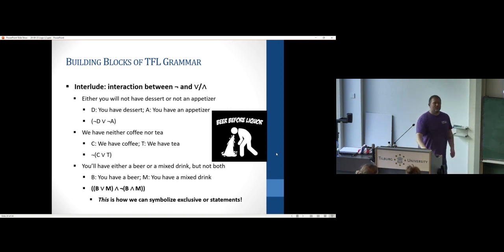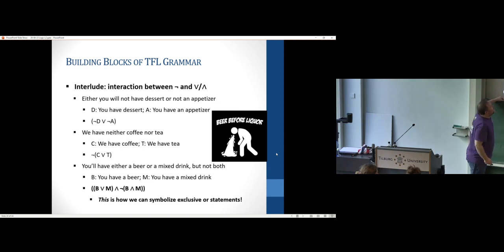Yes, please. I don't understand the last one. Okay, it's okay. Let's think about it at the layer of English first. It has two sentences that make up the whole thing. The first half says, you'll have either a beer or a mixed drink. We know how to do that part: that's B or M. But the second part of the big English sentence tells us it's not the case that you have both. So it negates the case where you have both. That's why you have to write it like that.